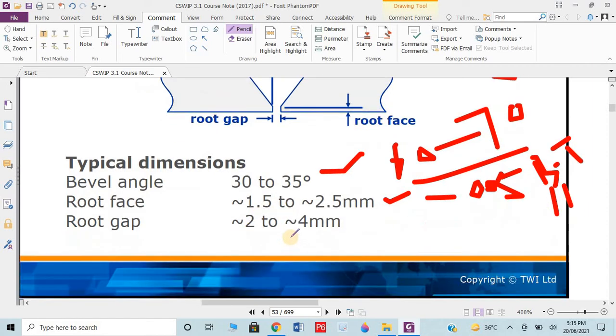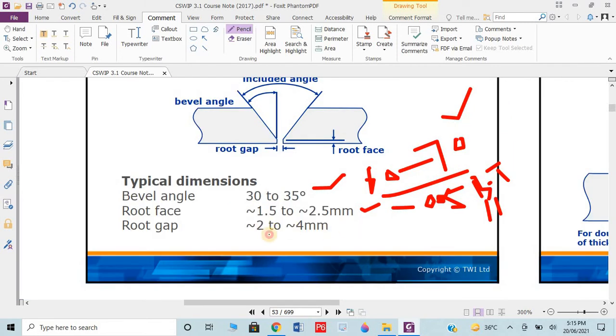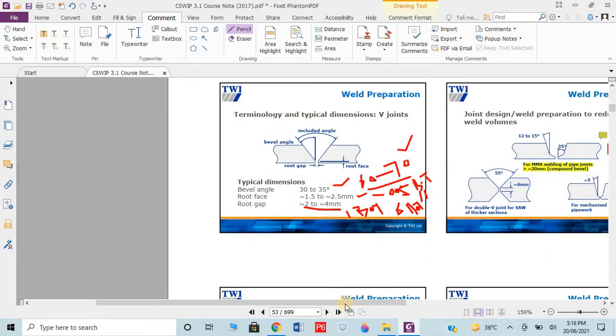Now came to root gap. If the root gap is 1 millimeter, less than 2, then burn through, means gap is less. If the gap is more than 4 millimeter, like 6 millimeter, then what could happen? Sorry, I forgot. If the root gap is less, okay, lack of penetration. If more root gap, means 6 millimeter, then definitely it will be burn through. More gap is burn through and less root gap is lack of penetration.